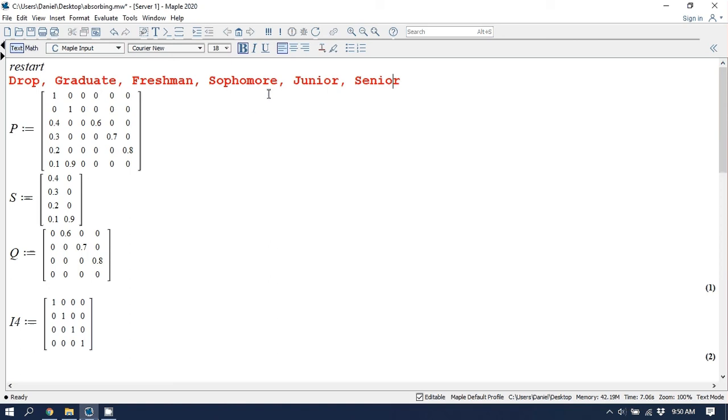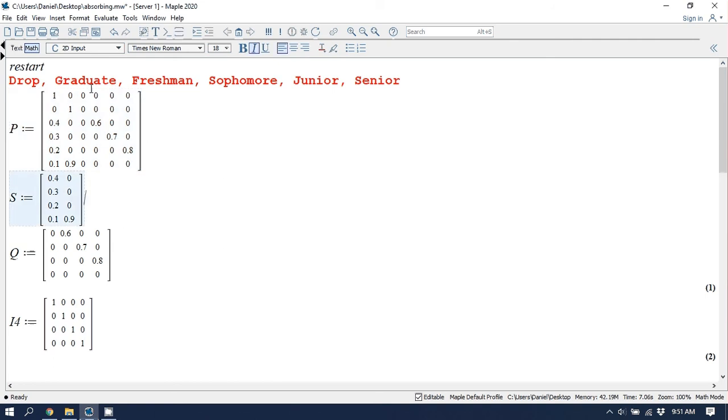So for example, if you want to look at transition from sophomore to junior, you're going to look at the 4th column and 5th row. So 1, 2, 3, did I say that right? No, the 4th column, 1, 2, 3, 4, and the 5th row, which is over here. So that's 0.7. And then of course from sophomore to dropped will be 0.3, right? Because again, the dropped state is in the 1st column.